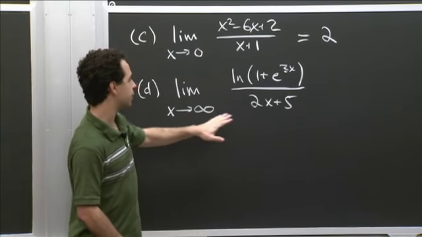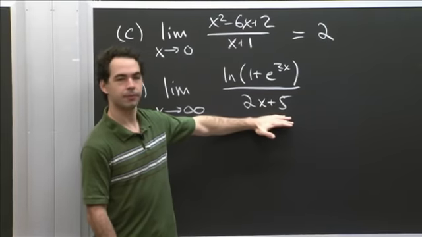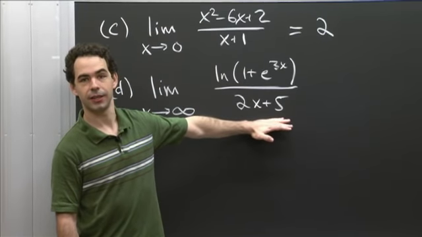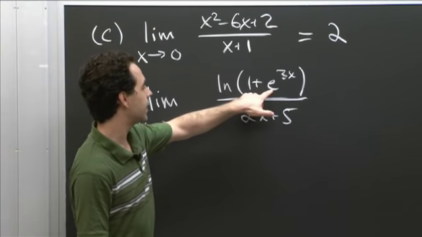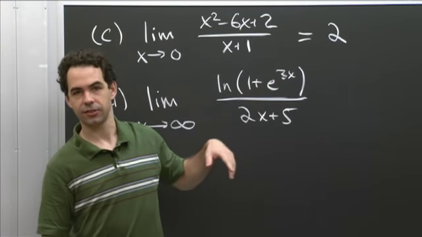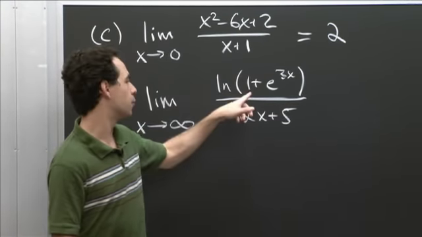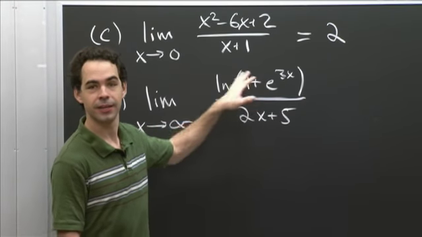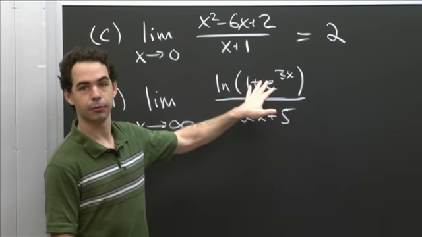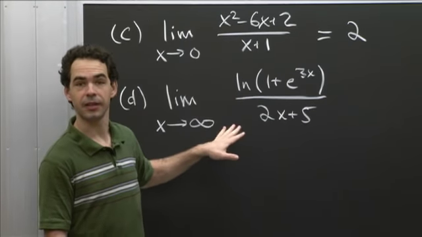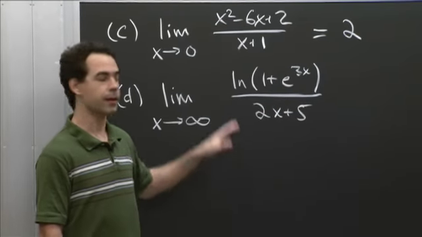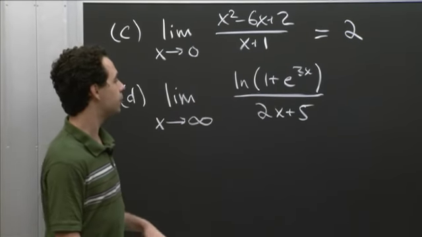So what's happening is x goes to infinity. Well, let's do the bottom first because that's easy. As x goes to infinity, 2x plus 5 goes to infinity. And as x goes to infinity, e to the 3x goes to infinity, so 1 plus e to the 3x goes to infinity, so log of 1 plus e to the 3x goes to infinity. So this is an infinity over infinity form. That's an indeterminate quotient, so we can apply L'Hopital's rule.